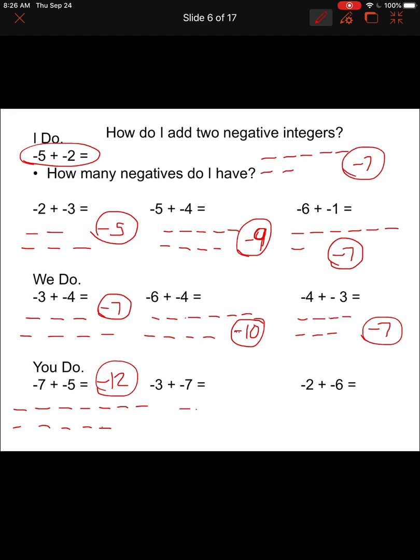-3 plus -7. We have 3 negatives. And we have 7 negatives. 1, 2, 3, 4, 5, 6, 7. To add together to get 10 negatives. We have -2 plus -6, so 2 negatives, plus 6 more negatives, add it together to get 8 negatives.